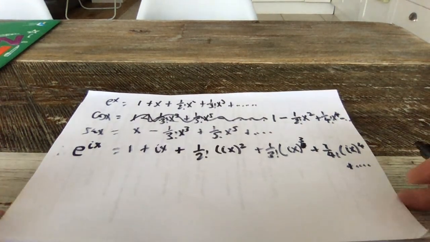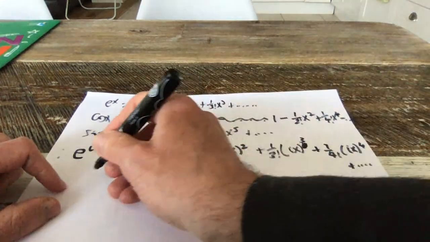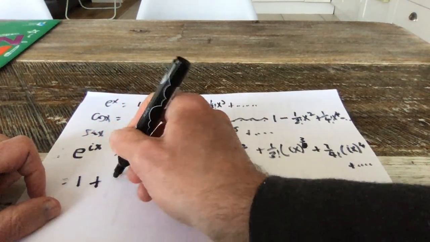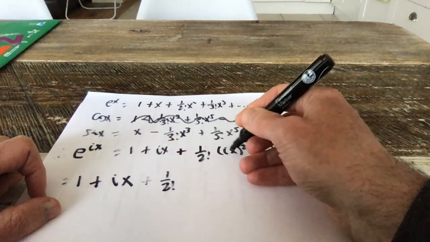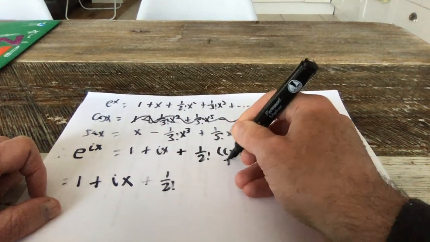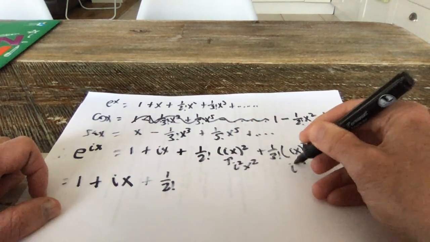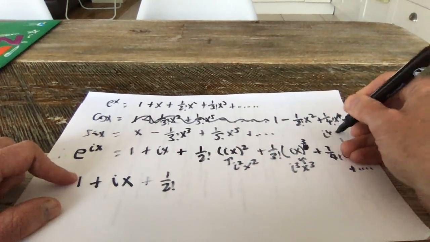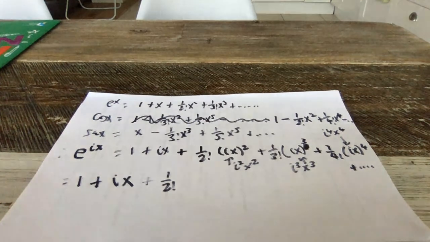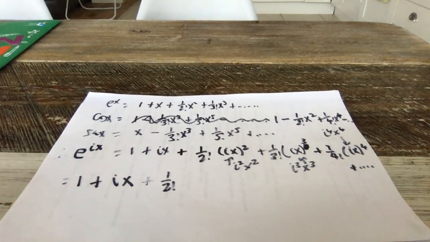And so this is what I get here. So I get 1 plus ix plus this. And now I'm just going to multiply out, because I know that i squared is minus 1. So I get 1 plus ix, which stays the same, plus 1 over 2 factorial. Ix squared is just i squared x squared. This is i cubed x cubed. This is i to the power 4 x to the power 4, etc. You can bring the power into each of the terms because you've got multiplication.